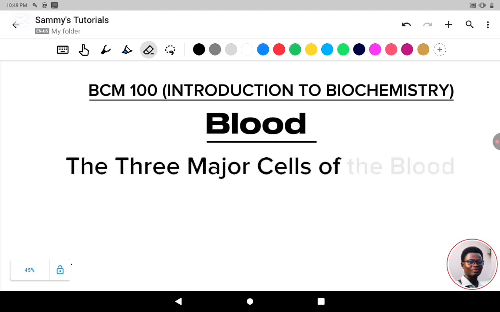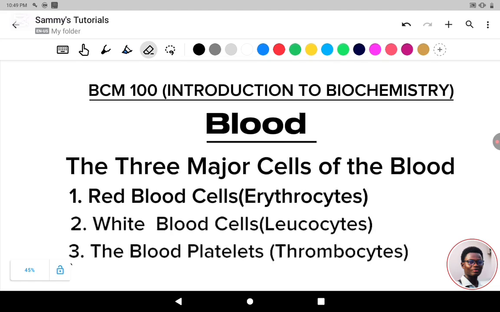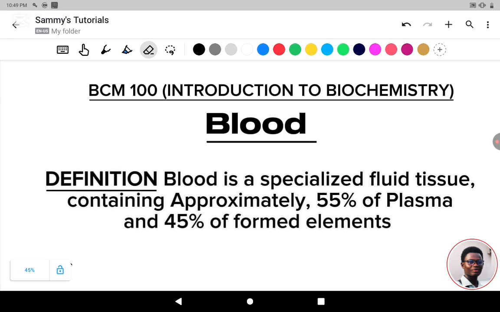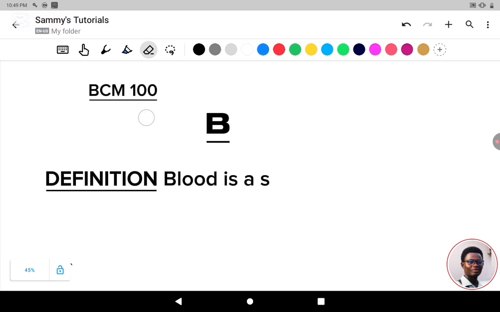The blood is made up of three cell components. Red blood cells, also known as erythrocytes, the white blood cells, also known as leukocytes, and the blood platelets, which are called thrombocytes, meant for blood clotting. So that is the definition of blood. Highlight it: it's a specialized fluid tissue containing approximately 55% of blood plasma and 45% of formed elements, which I've already told you initially.